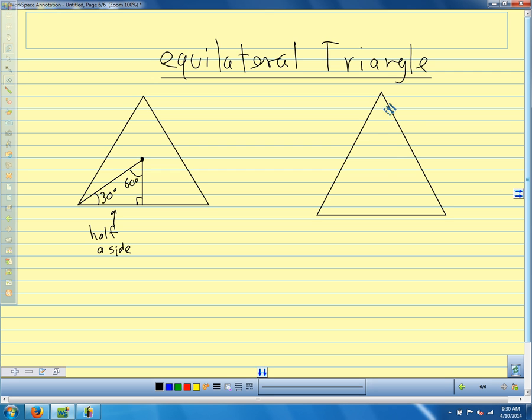The other thing I'm going to do with an equilateral triangle is divide it straight in half. We decided that's a 60-degree angle, and that's a 30-degree angle. And this is half a side. So we end up with a 30, 60, 90 triangle when we divide an equilateral triangle in half, or when we draw the radius and the apothem. And we can use these 30, 60, 90 triangles in our rules for 30, 60, 90 triangles to solve for missing pieces.